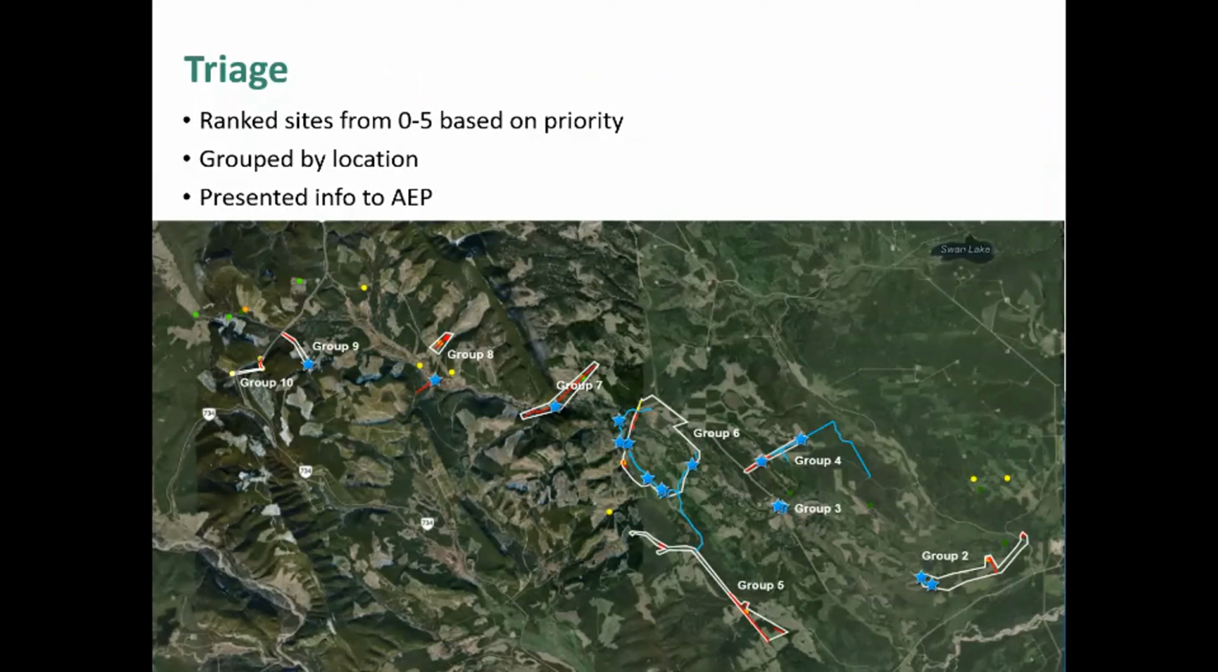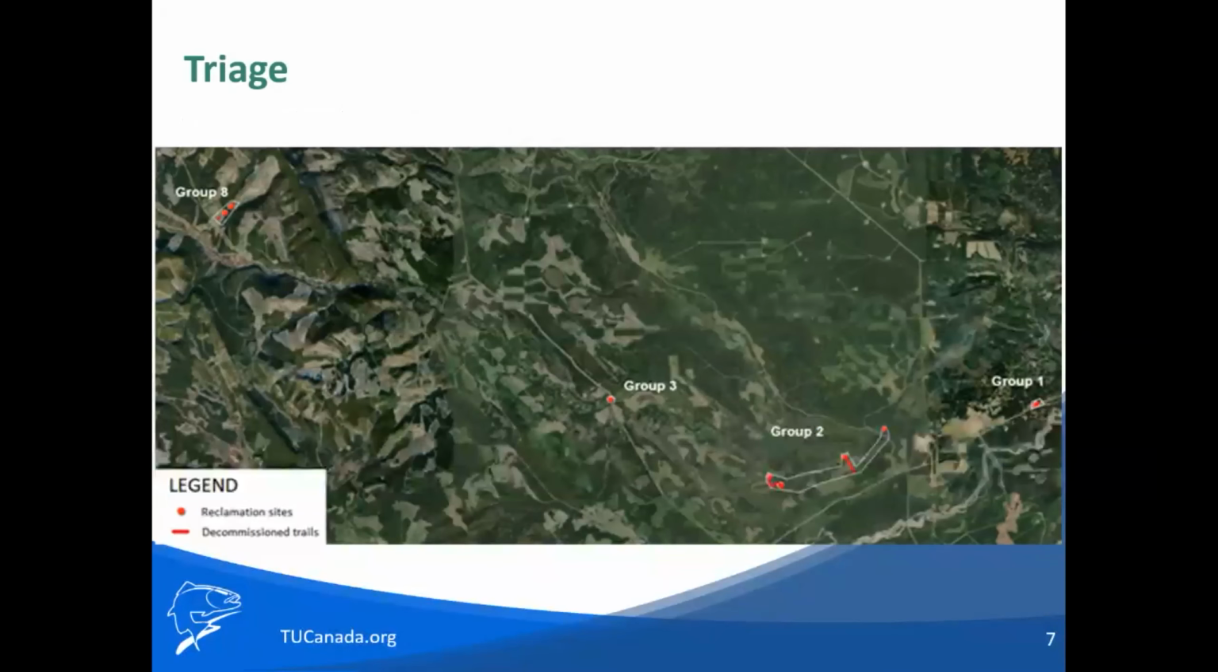Then we grouped everything by location and presented all this information to Alberta Environment Parks, who helped refine the site selection further. For example, by excluding some sites that were owned by a forestry company or on a pipeline right of way. In the end, that gave us the triage map that you'll see next here. And we narrowed it all down to a handful of sites in just 4 groups for the first round of riparian rehab in 2021.